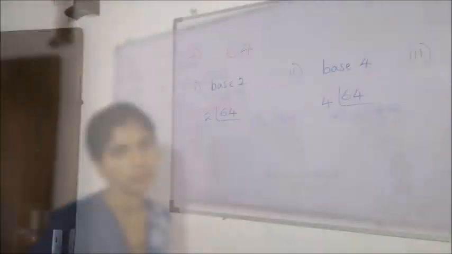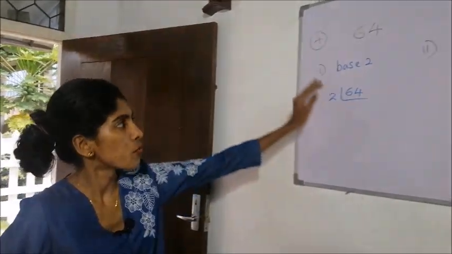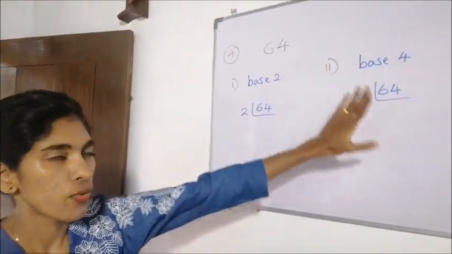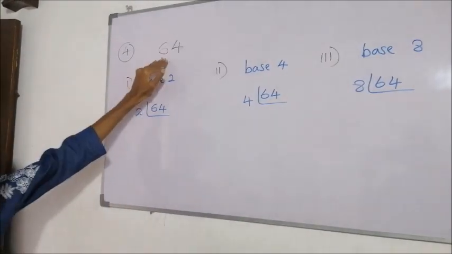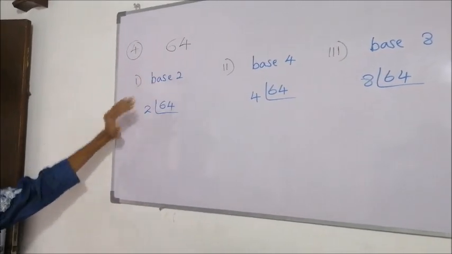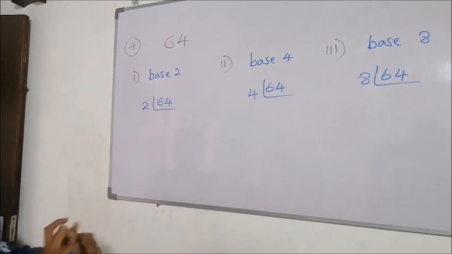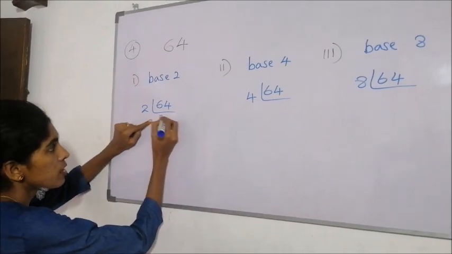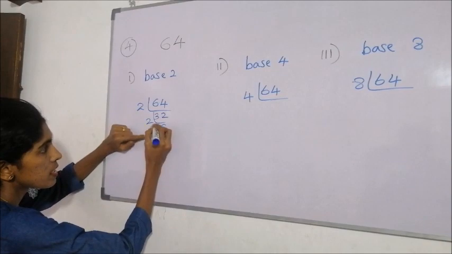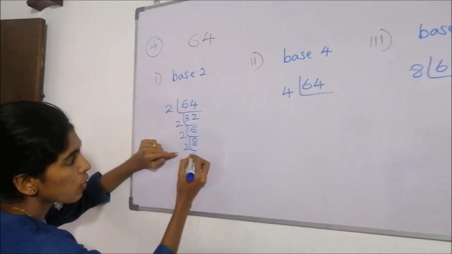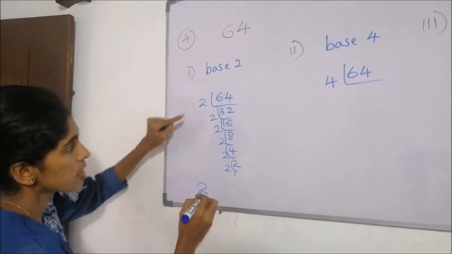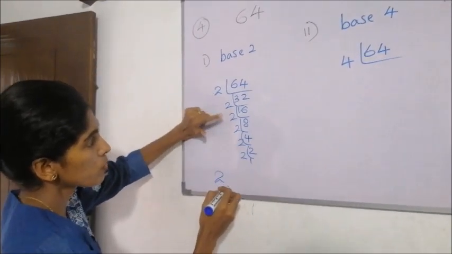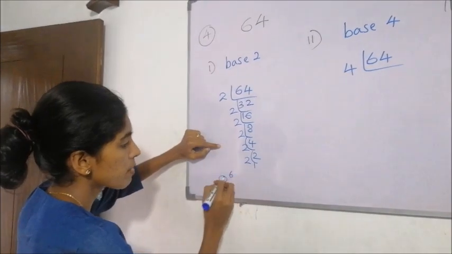In the fourth question, you need to write 64 in index notation with base 2, with base 4 and with base 8. 3 different bases are given for the same number, for the same value. It's okay. We will divide by the given base. By 2 when we divide continuously, 32, 16, 8, 4, 2, 1. So we can write it in index notation. Now 1, 2, 3, 4, 5, 6. 6 times it is repeated.